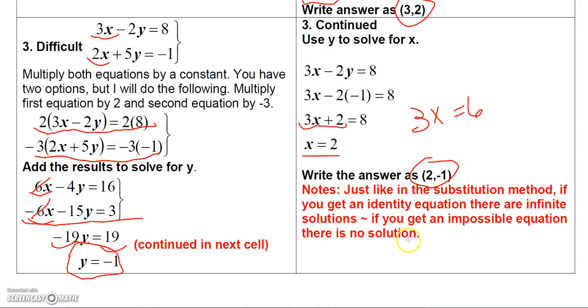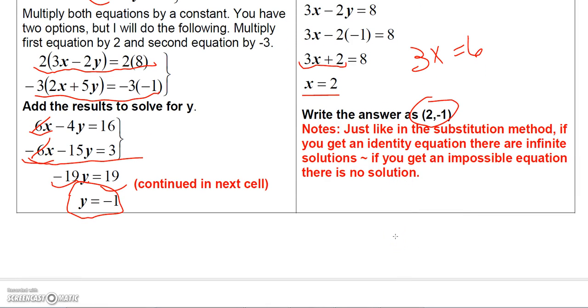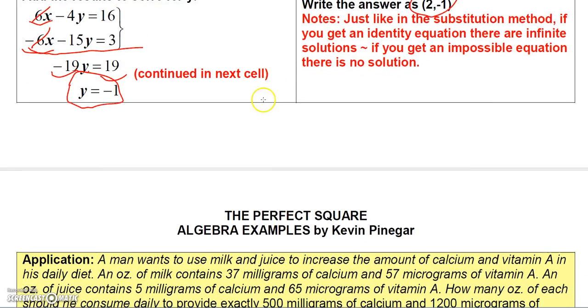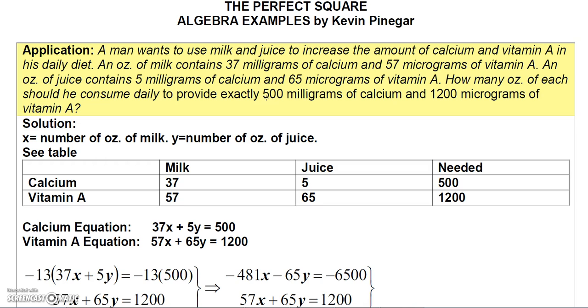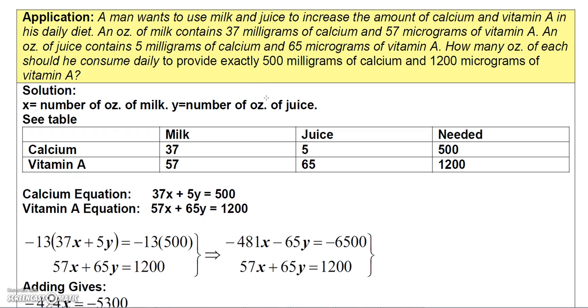So just like the substitution method, if you get an identity equation, in other words, an equation that's always true, there are infinite solutions. And if you get an impossible equation, there's no solution. Okay, let's go ahead and look at some applications here with this method.